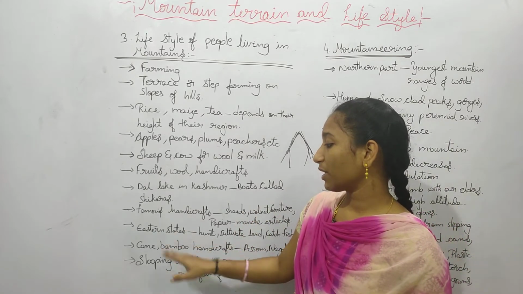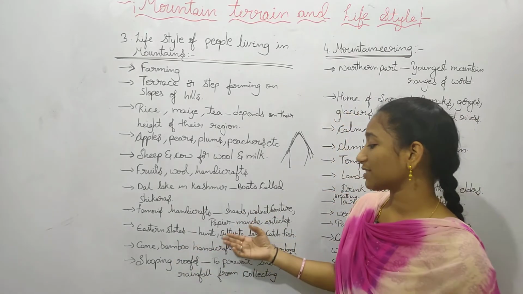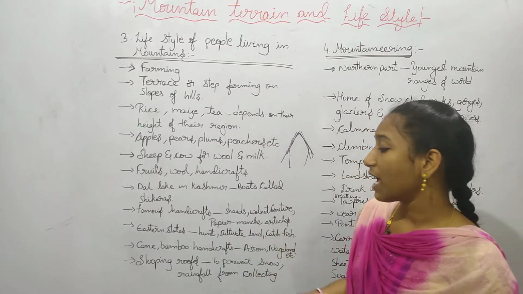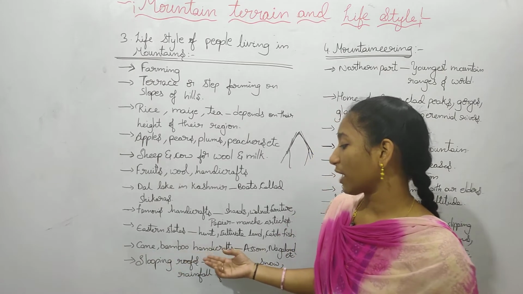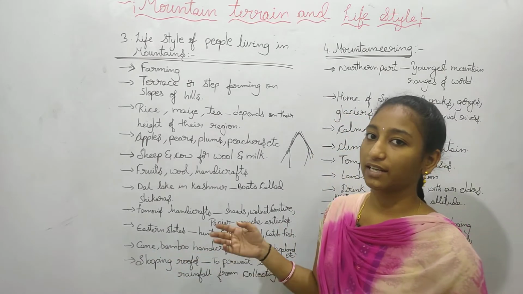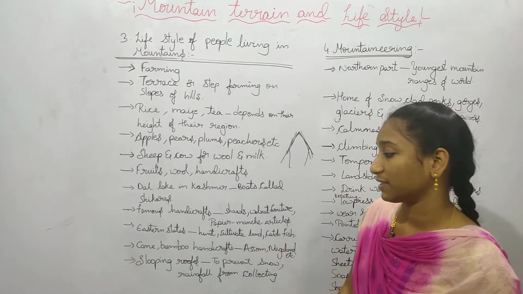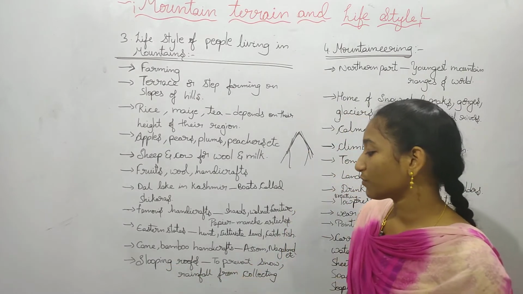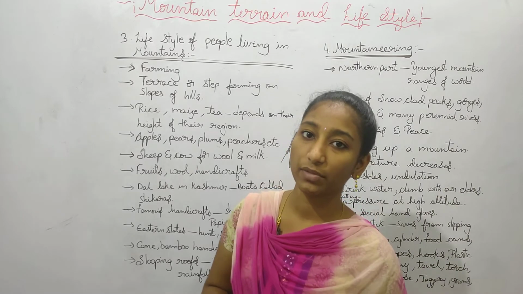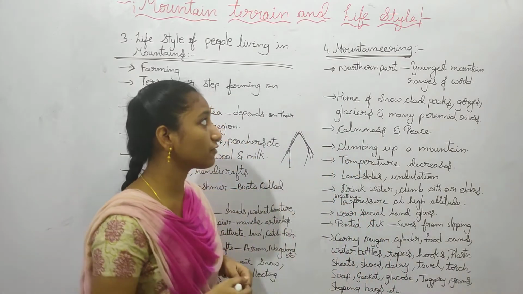And the people in the eastern states hunt animals, cultivate land and catch fish. The famous cane and bamboo handicrafts are from the eastern states like Assam, Nagaland, Manipur, etc. The houses in the mountains have sloping roofs, and we can also see buildings made of cement and bricks.